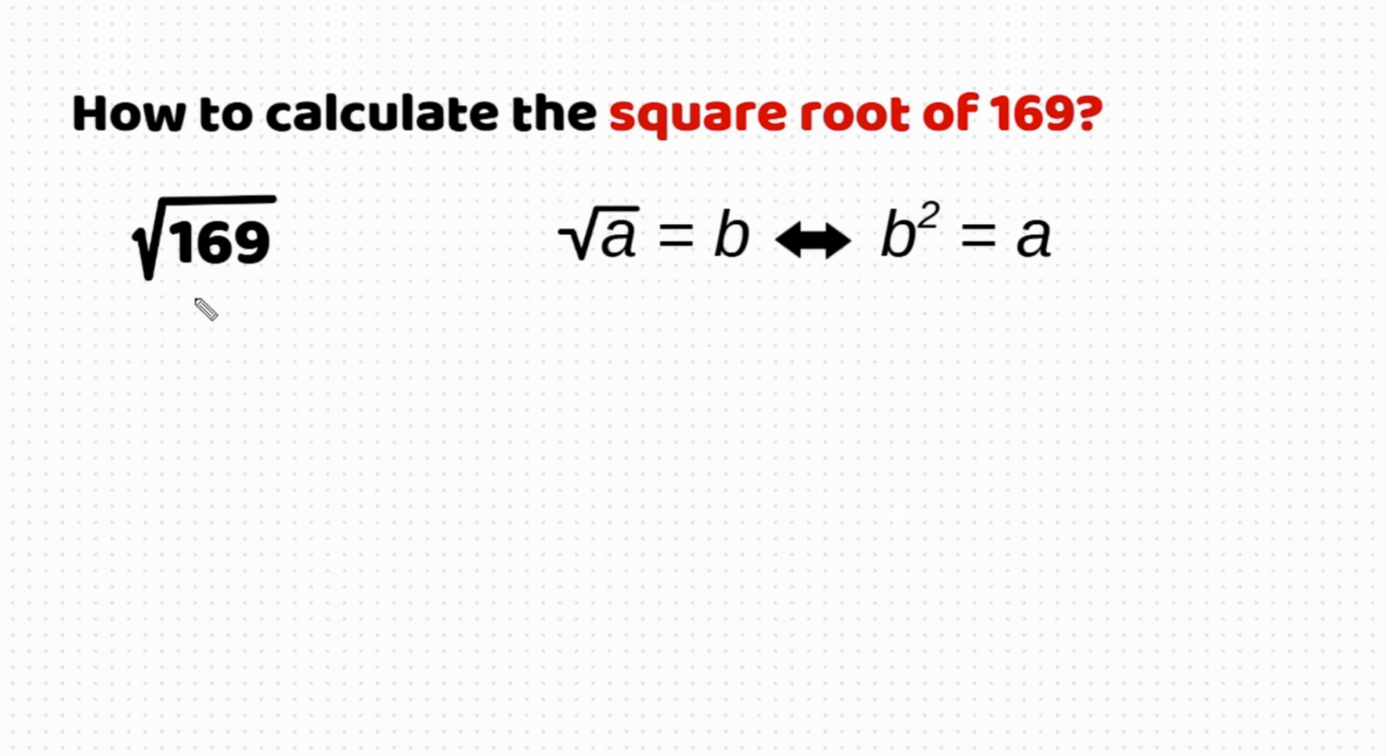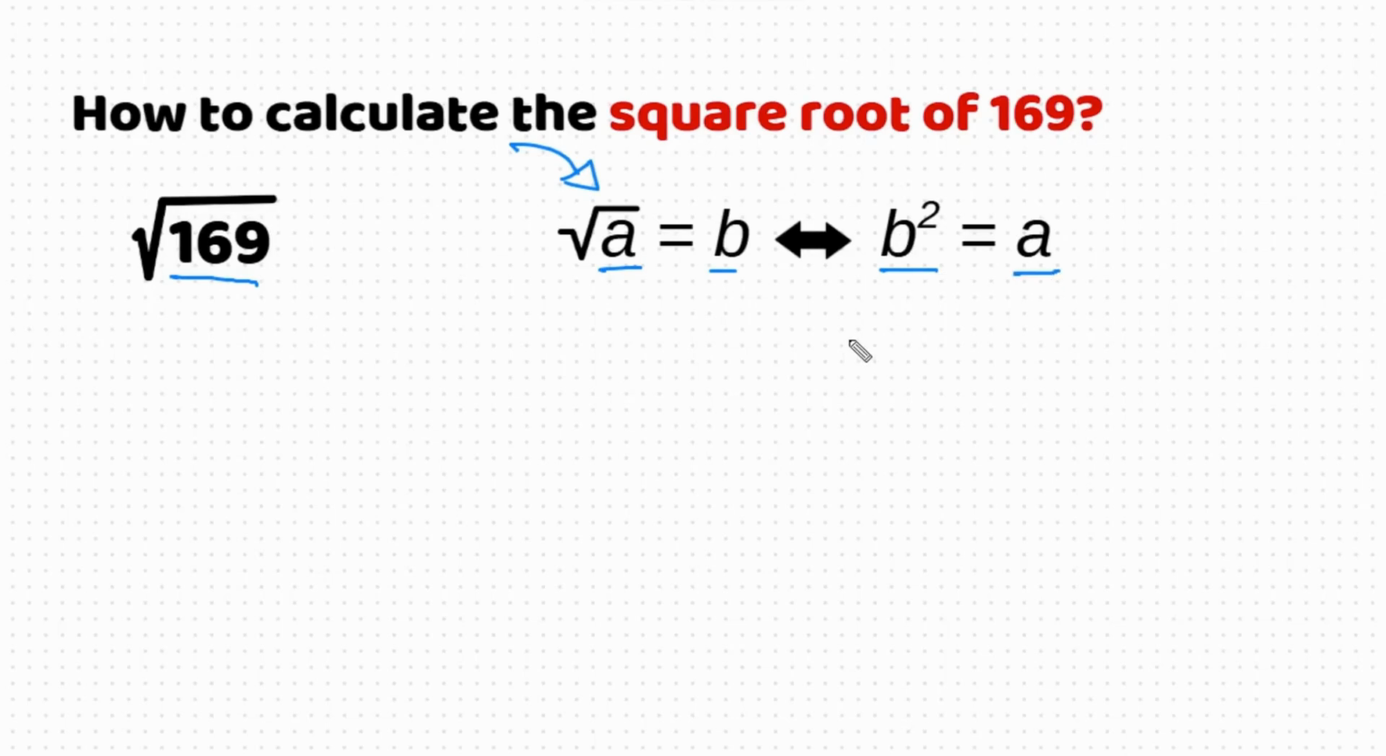In this video, we're going to calculate the square root of 169. And to do this calculation, we need the definition of a square root. The square root of any value will be equal to b if, and only if, b squared is equal to the value inside the root.